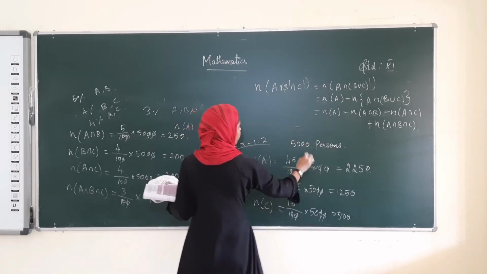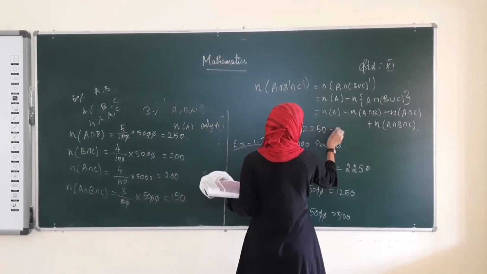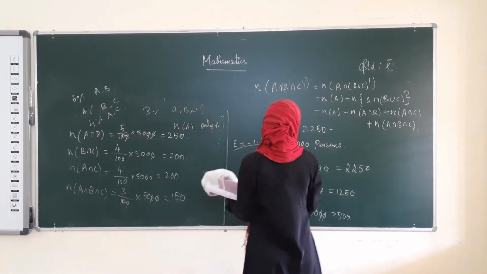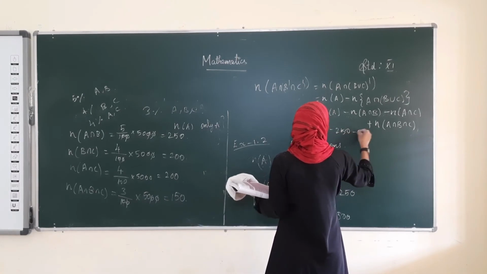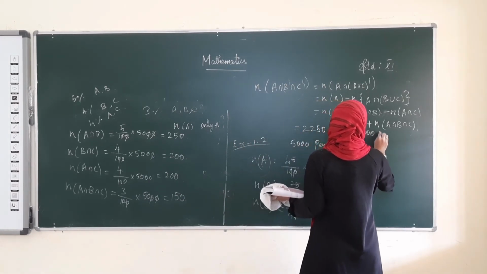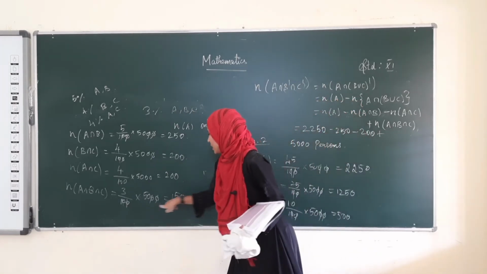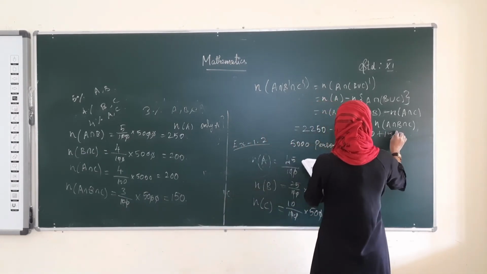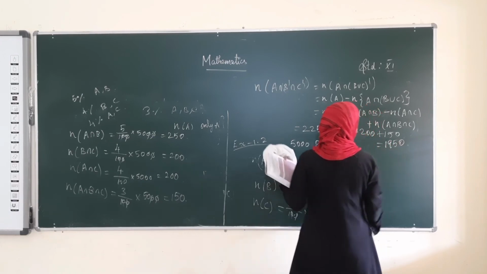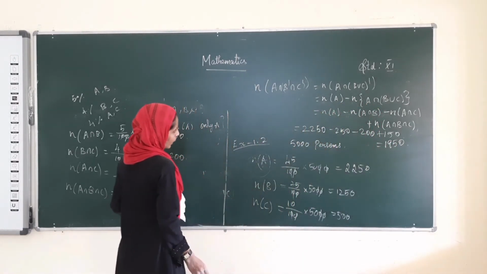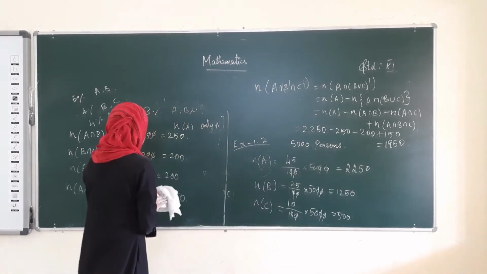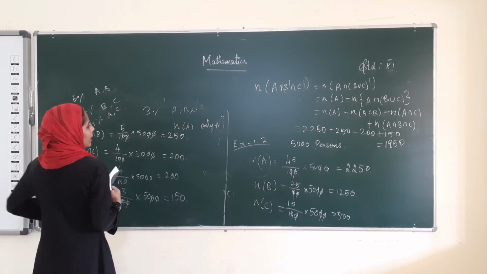What is n of A? n of A is 2250 minus n of A intersection B. What is n of A intersection B? 250. 250 minus n of A intersection C. What is n of A intersection C? Minus 200 plus n of A intersection B intersection C, that is 150. When we simplify this, what we get is 1950 persons. The persons who know only language A is 1950. We have completed this example. Okay, next example.